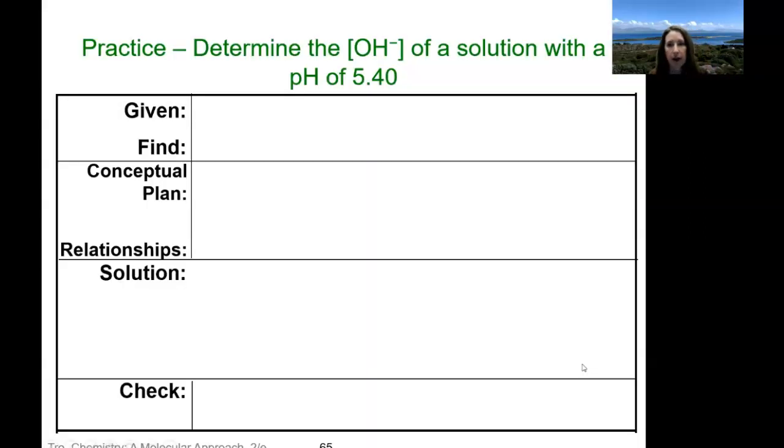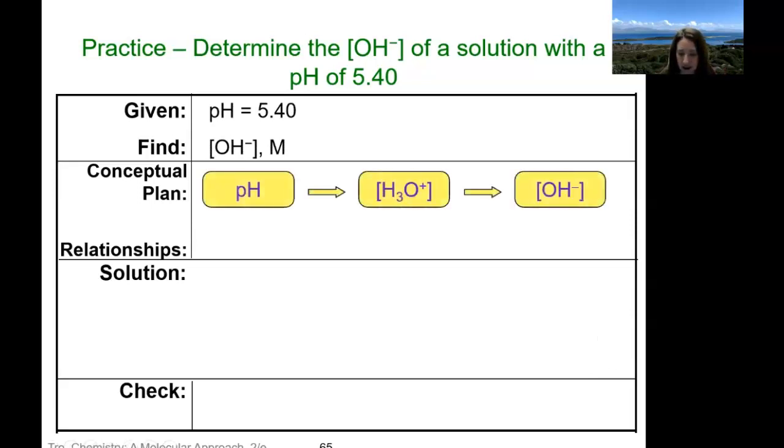Now, what about if we want to determine the OH concentration if we're given the pH? So this is a different formula, not hard. Remember, if you want to get rid of the log of something, you take the anti-log, which in your calculators is the 10 to the X button. So here's the formula that you need to know. It's 10 to the negative pH. That's how you get rid of that negative log.